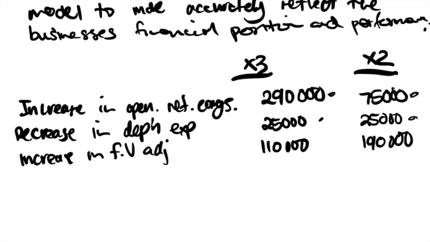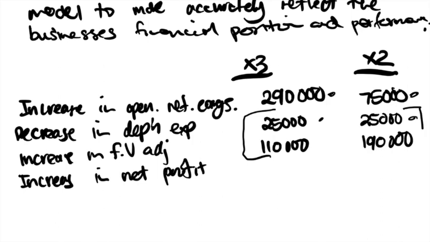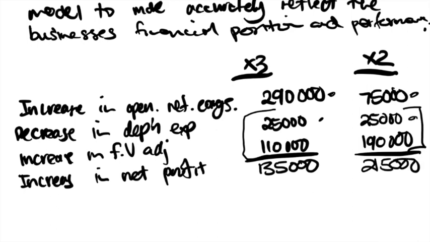The next line item would be our increase in our net profit, and the increase in the net profit really is just these over here. So we're just going to have the increase over there, which is 135 increase, and then 2150. So that's just adding up those two, because the depreciation goes down, the fair value adjustments goes up, so overall net profit increases at that amount.